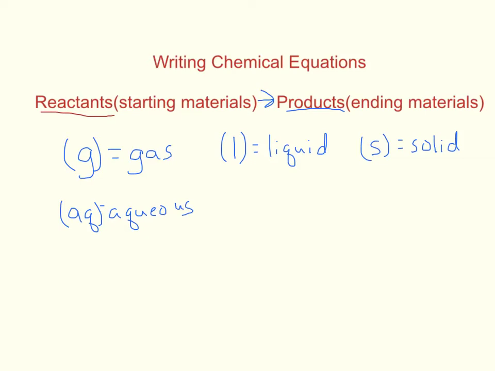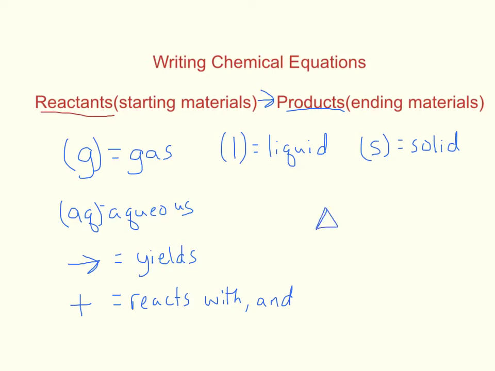Some symbols that we need to know are whenever we see an arrow, the arrow means yields or produces. There'll be a plus sign that we'll see depending on which side it is on. If it's on the reactant side, it means reacts with, and if it is on the product side, it really just means and. So I'm going to put reacts with or and.